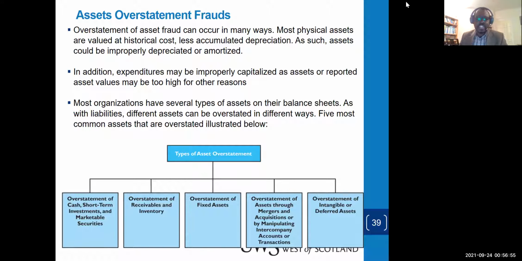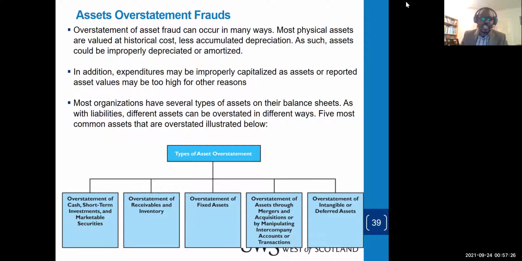Okay, so overstatement of assets can occur in many ways. Most physical assets are valued at historical cost, less accumulated depreciation, we know, right? But assets could be improperly depreciated or amortized. They could decide to use a very low depreciation rate just to make sure the asset has a bigger value on their books. In addition, expenditures may be improperly capitalized as assets. They could improperly capitalize some research and development costs as assets.